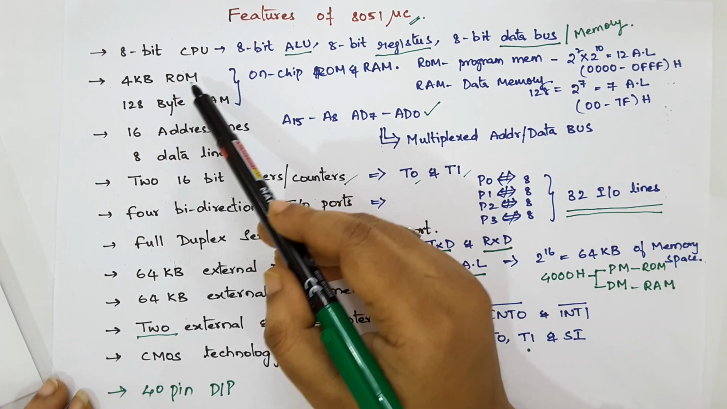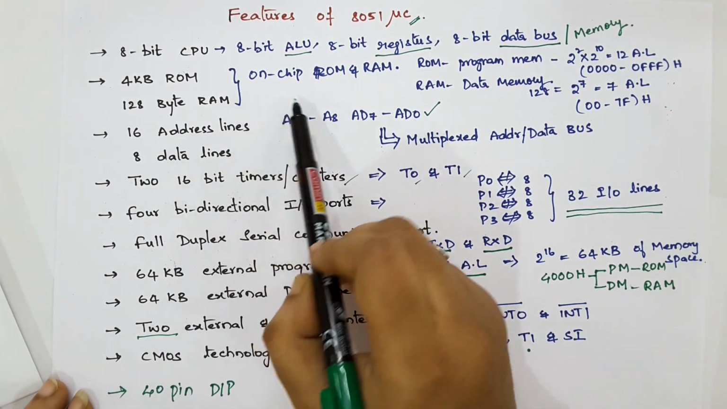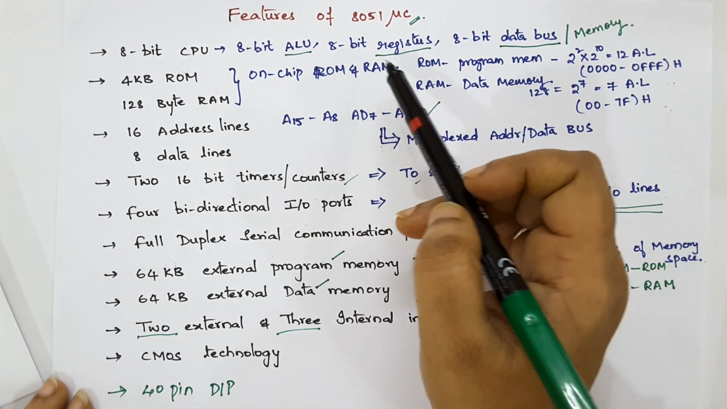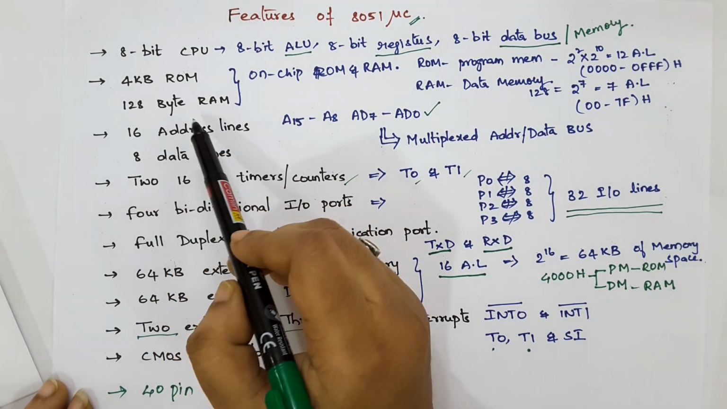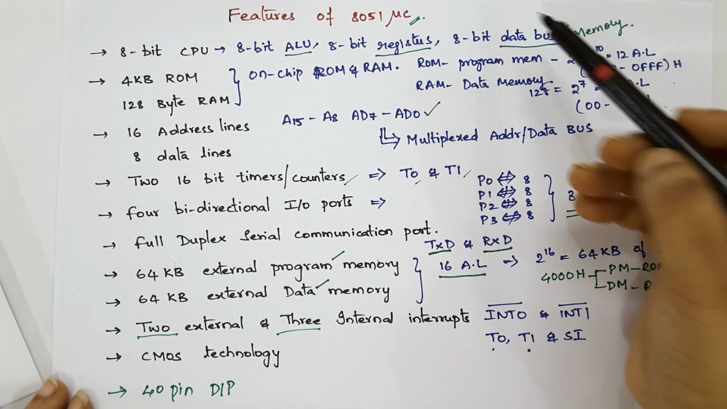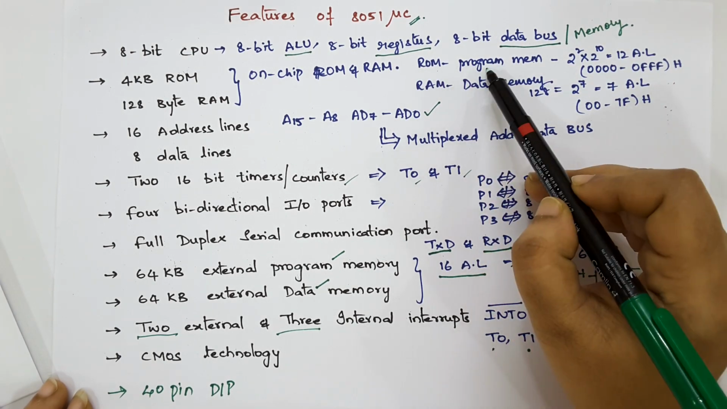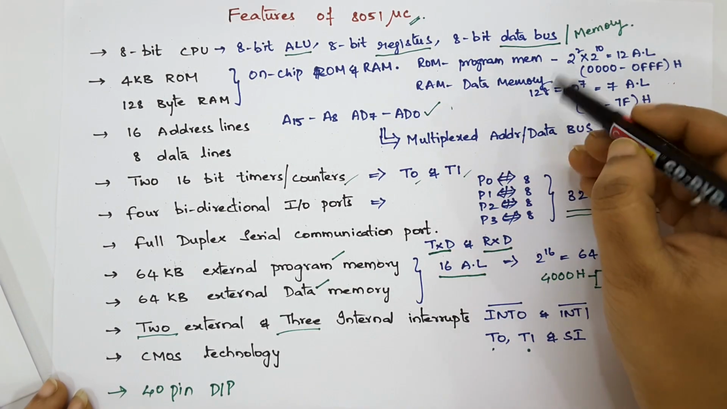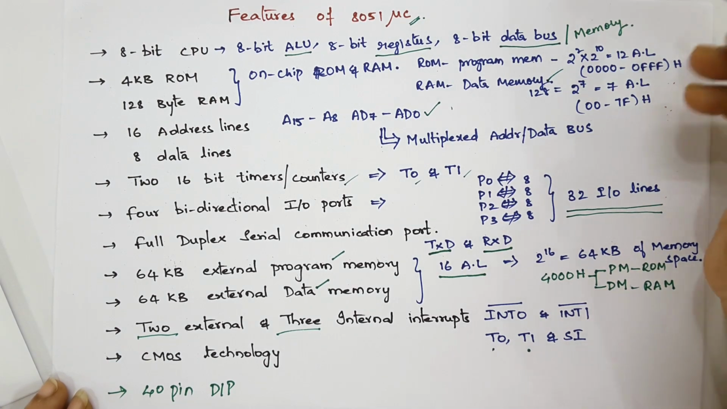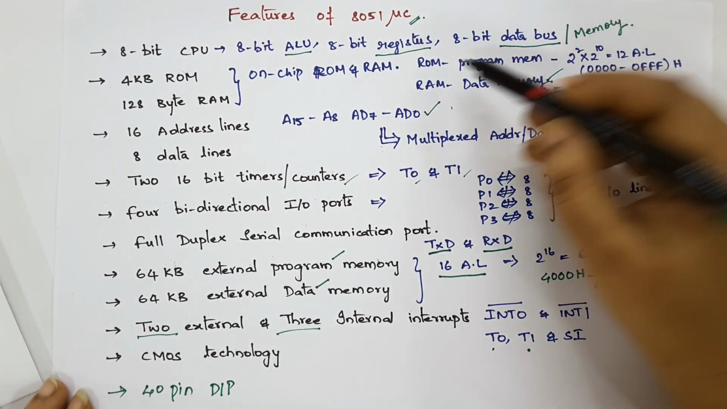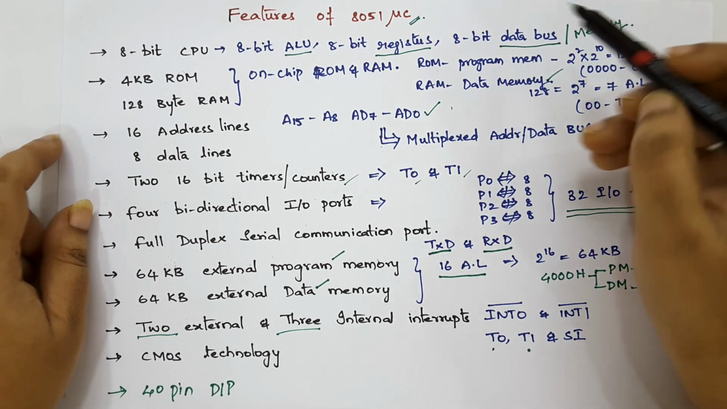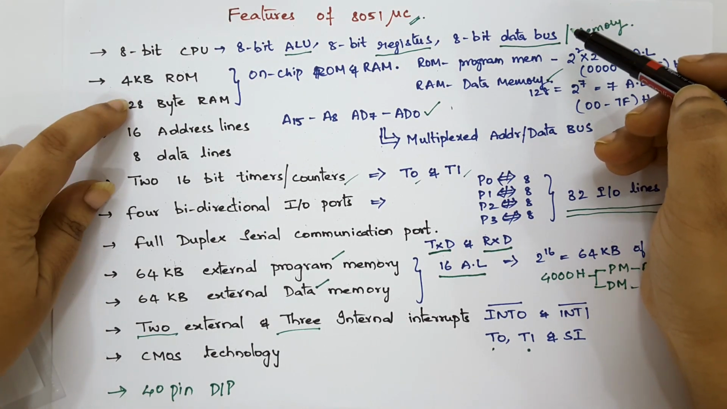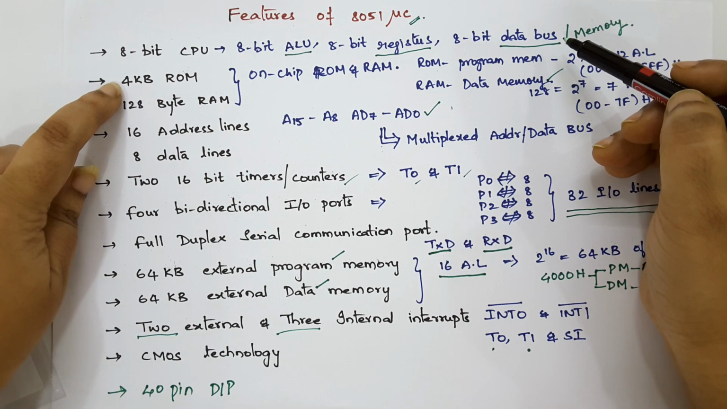Coming to the internal or on-chip ROM and RAM. 8051 has 4 KB of ROM and 128 byte of RAM. ROM, we say it as program memory. RAM, we say it as data memory. ROM, so how many address lines? So we try to calculate the number of address lines. So 4 KB of ROM. So 2 power 2 is equal to 4.